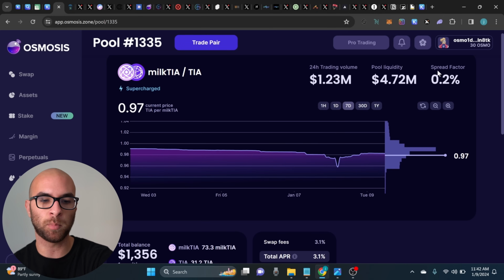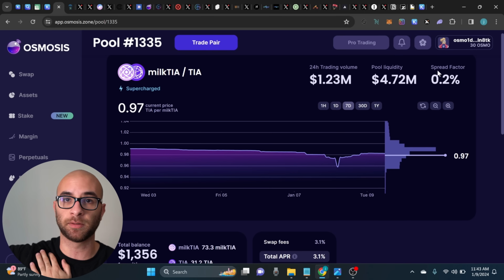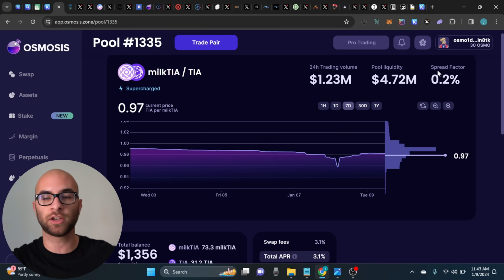When you go to check out the pool, you should now have your Osmo tokens in order to cover gas. You should have some TIA, and you should have some Milktia so that you can pair them together.